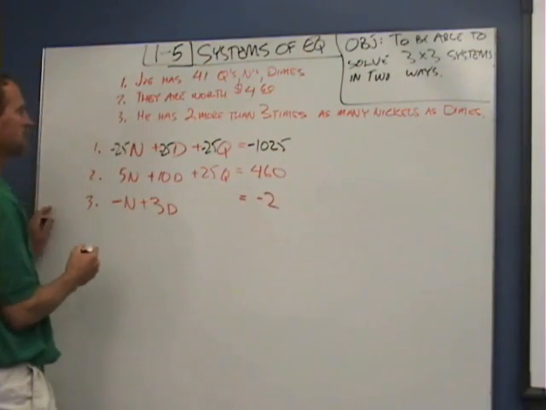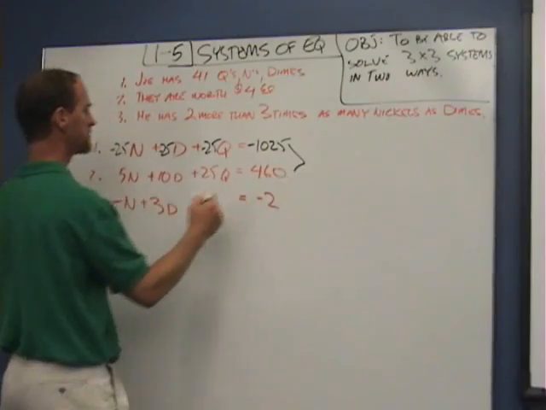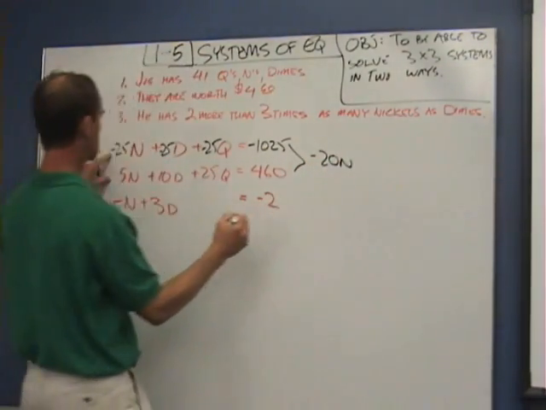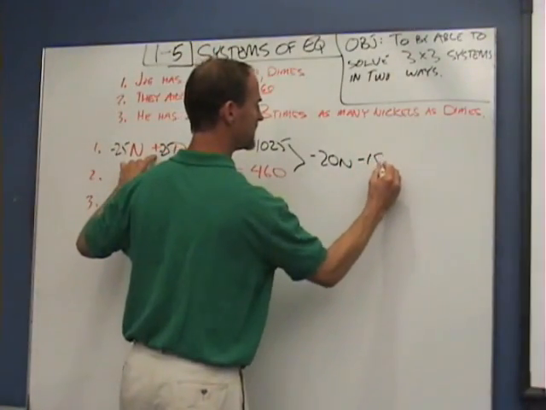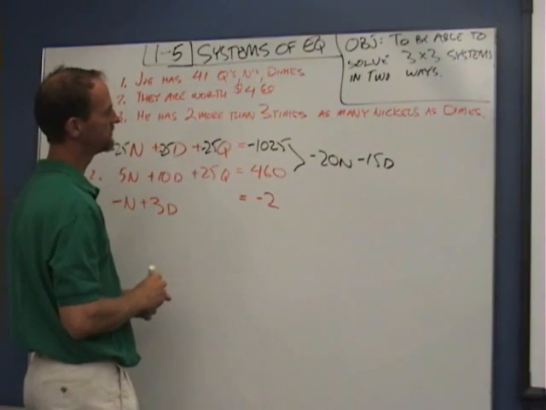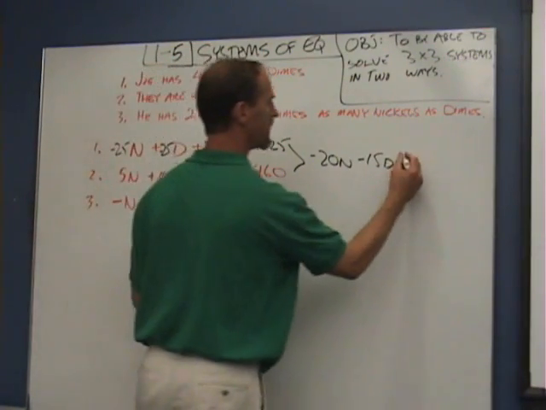-1,025, okay? Then when I combine these two by just adding them, this will give me -20n, this will give me -15d, and then this will give me a -565.